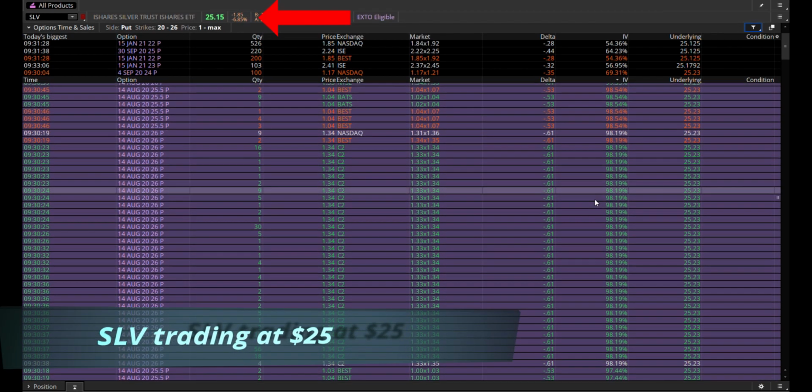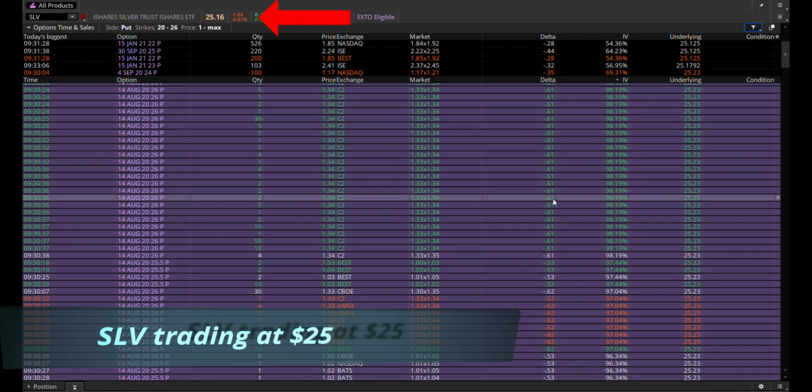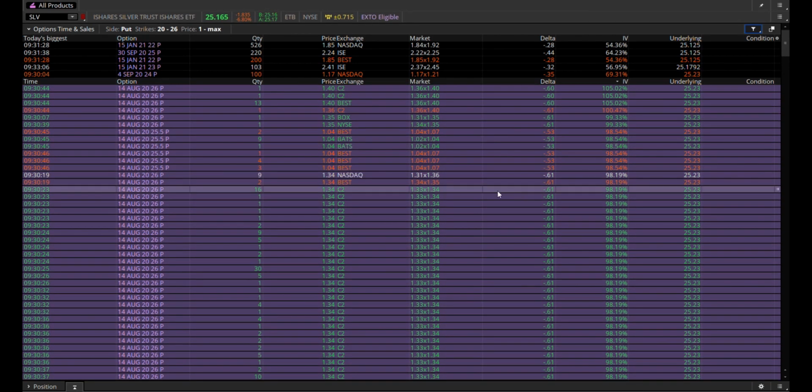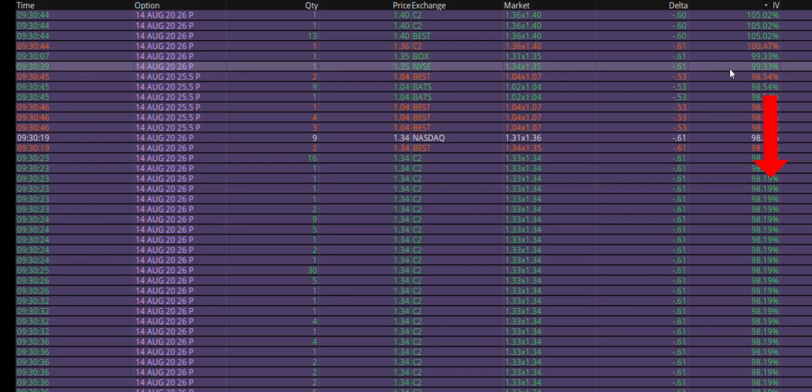Now you see this, the highest vols are the in the money puts. And once these things go in the money, it's kind of hard to calculate the implied vols. Let's see what we got here, 98%. Now this is not sorted by time, okay? I'm sorting this by IV. This happened on the opening.